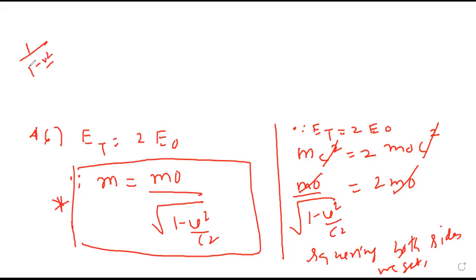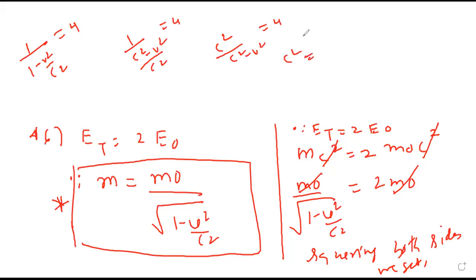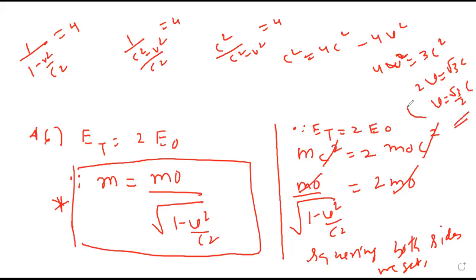This will be 1 minus v square by c square, because the root will vanish, 4. So we get 1 upon 1 minus v square upon c square equal to 4. That means c square upon c square minus v square equal to 4. So c square is 4 times c square minus 4 times v square. Therefore 4 times v square will become 4c square minus 1c square, which is 3c square. That means 2v equals root 3 into c. So velocity is root 3 by 2 into c. This is the answer, root 3 by 2 into c, that is the option.